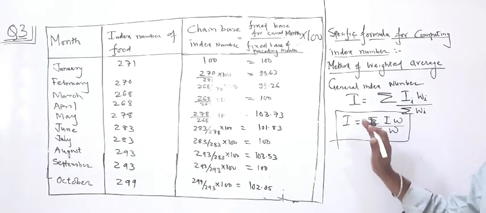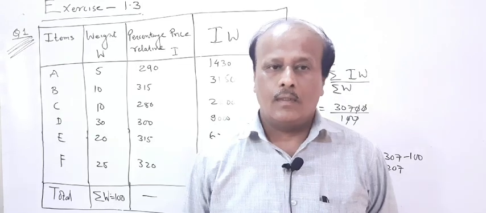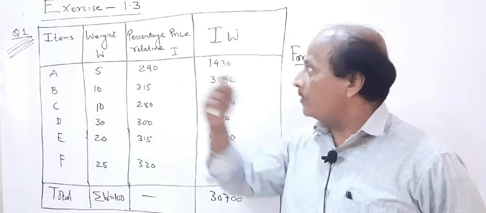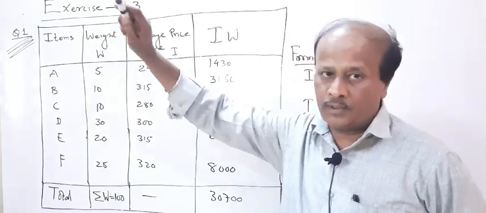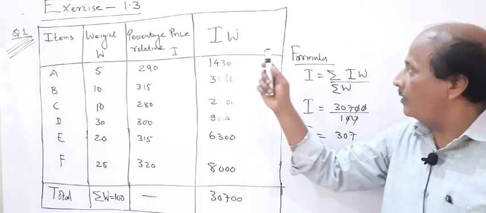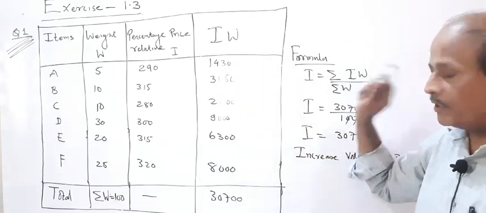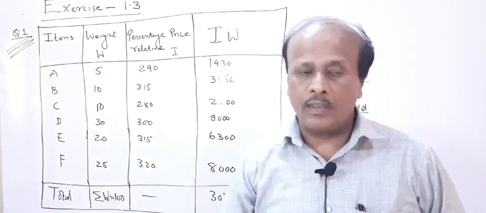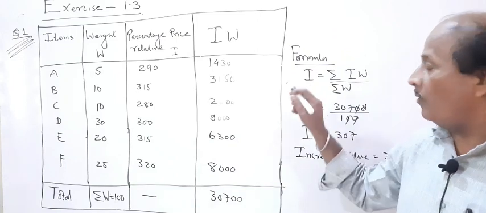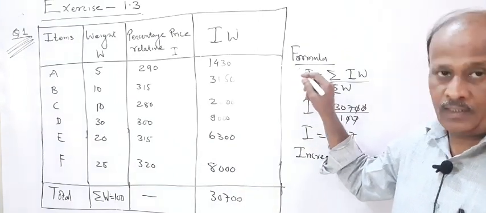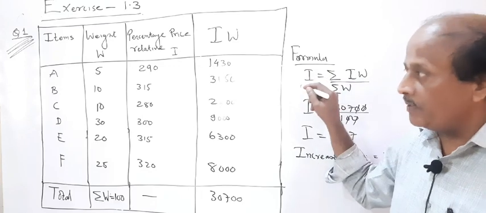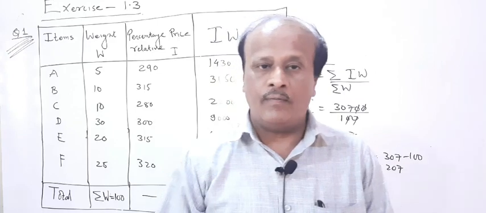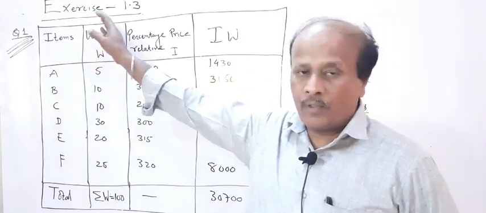Let us see one example on this formula. Now let me support that specific formula for index number with one question of exercise 1.3. First of all, for revision, what is that formula? The specific formula for general index number is sigma I into W divided by sigma W. This is the specific method for weighted index number. So I am supporting that formula with the help of question number 1. I picked up one question from exercise 1.3.